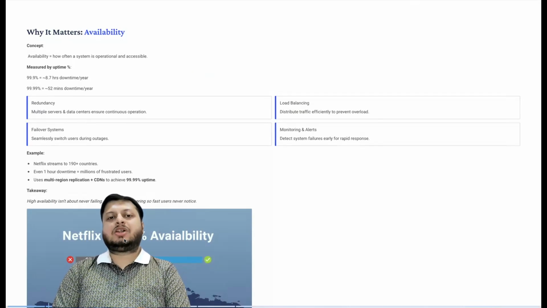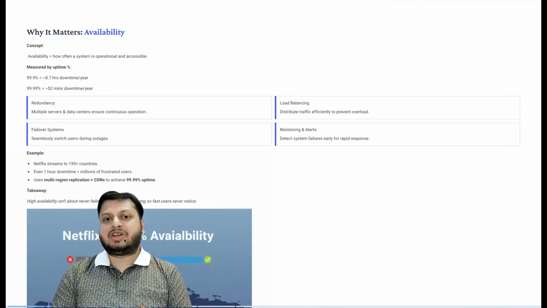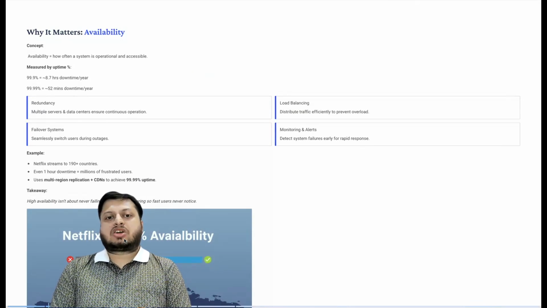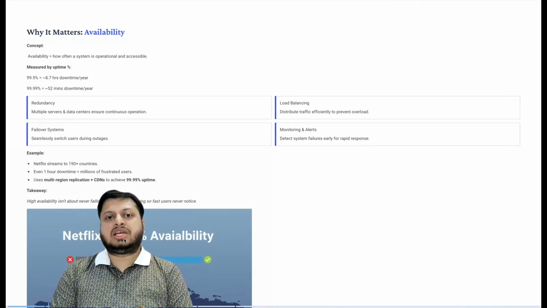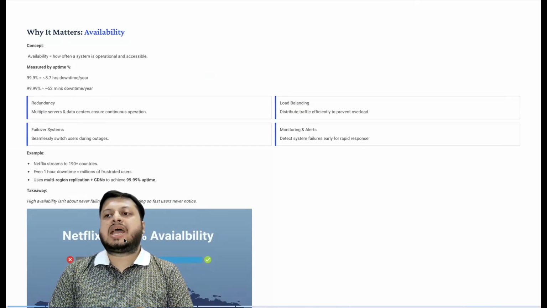So first of all, why does availability matter? Availability as a concept, what does it mean? It means how often your system is operational and accessible. It's measured by uptime. 99.9% means just 8.7 hours of downtime per year, and 99.99% means 52 minutes of downtime per year.